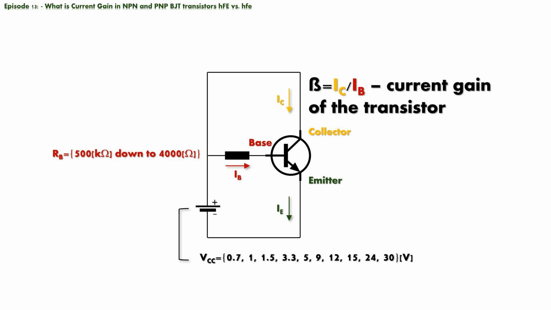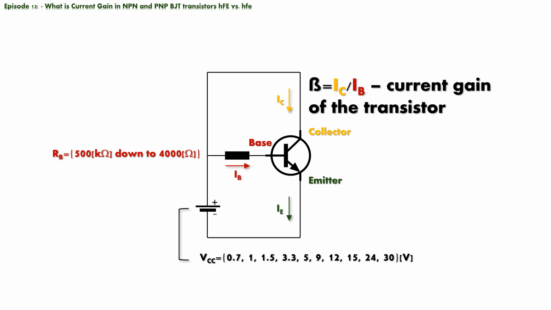For each value of power source, we will vary the value of base resistor from 500 kiloohms down to 4000 ohms. These values are predetermined by the transistor itself. A larger value than 500 kiloohms drives the transistor into cutoff mode. A value of 4000 ohms for the base resistor drives the transistor into saturation mode, and any value less than 4000 ohms would burn out the transistor due to large current going into the collector terminal.